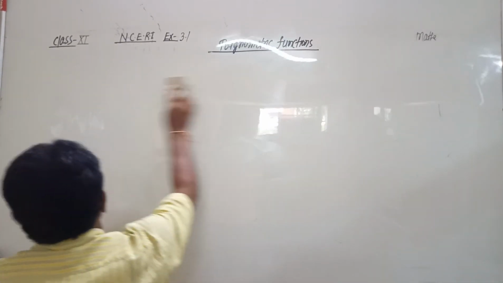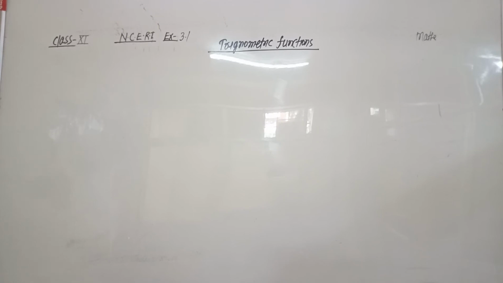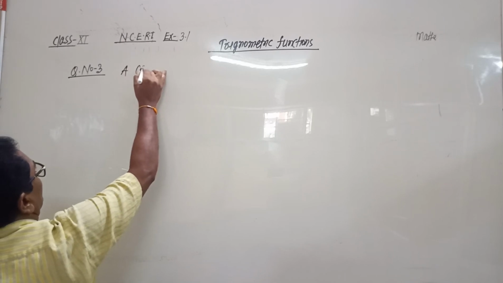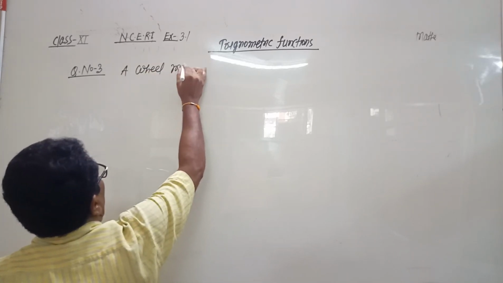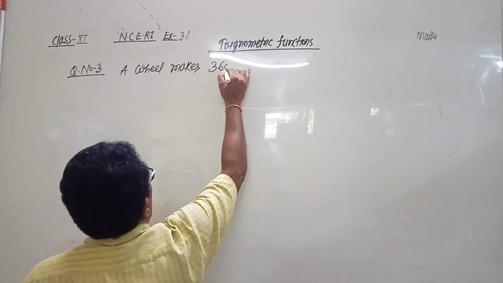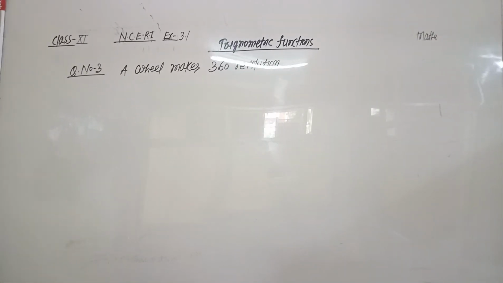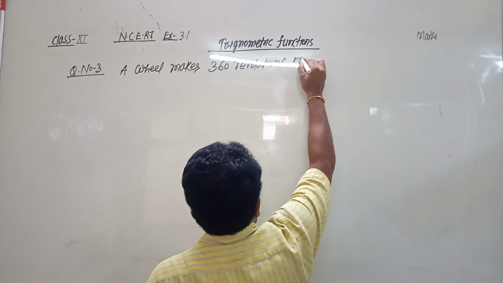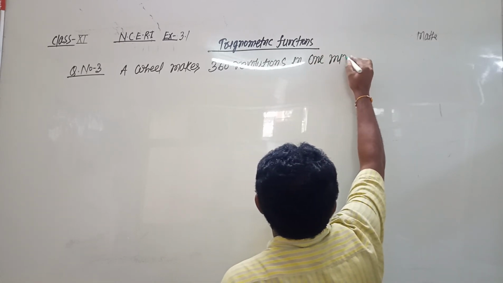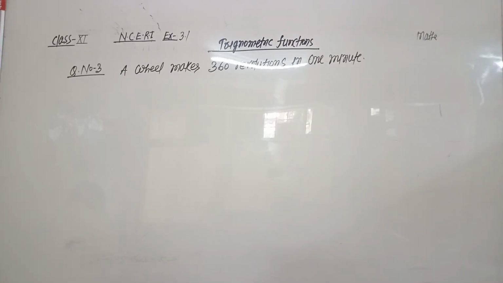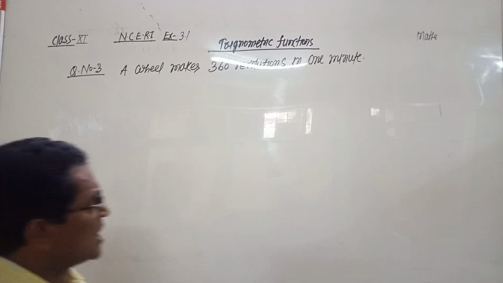Next, third question. A wheel makes 360 revolutions in 1 minute. Through how many radians does it turn?